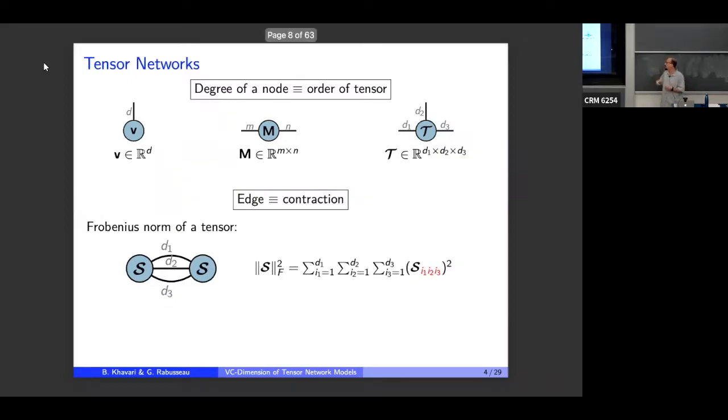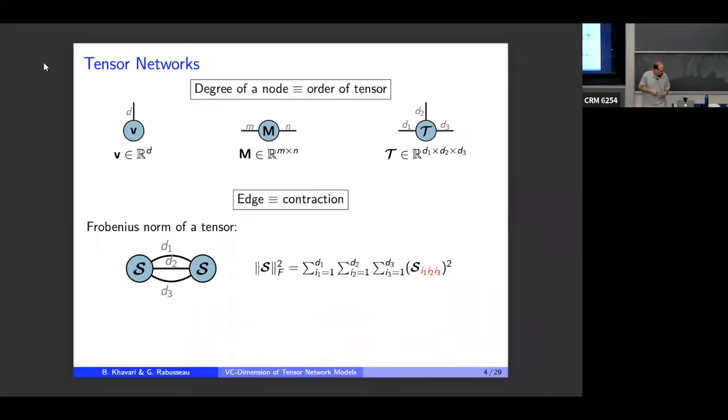From this, of course, we can define a norm. If I take the inner product of a tensor with itself, I get the squared Frobenius norm of this tensor. It's really like, if I see this tensor as a big vector of size D1, D2, D3, it's its 2-norm.